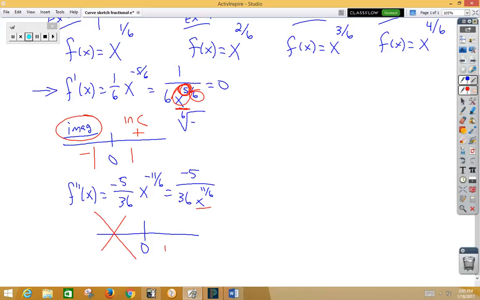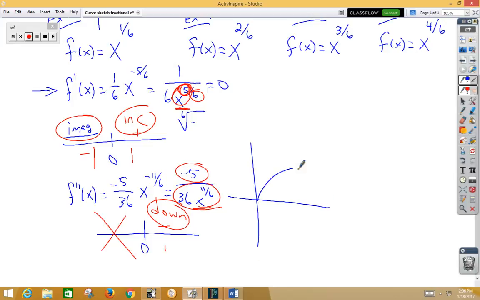When I plug in a positive 1, the top is negative, the bottom is positive, which gives us a negative number. We now know this thing is concave down. So what does increasing concave down look like? Well, increasing concave down looks like that.